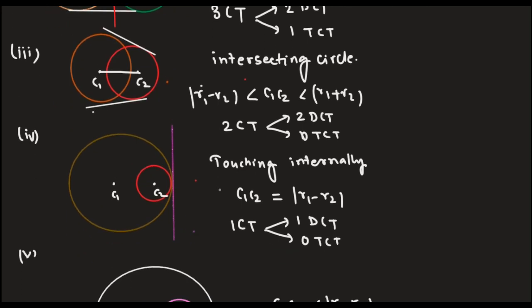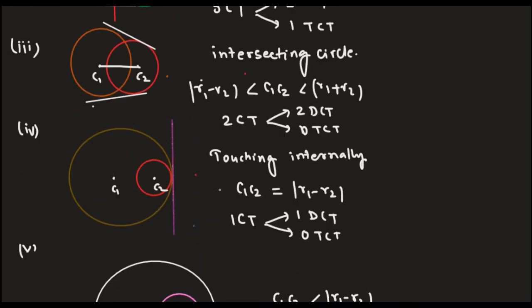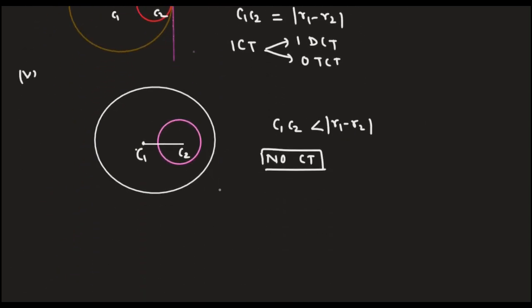When one circle touches the other circle internally, then in that case R1 minus R2 is the same as C1C2, and only one direct common tangent exists. If one circle strictly lies inside the other circle, then there is no common tangent. So in point number 16 we discussed all these things.